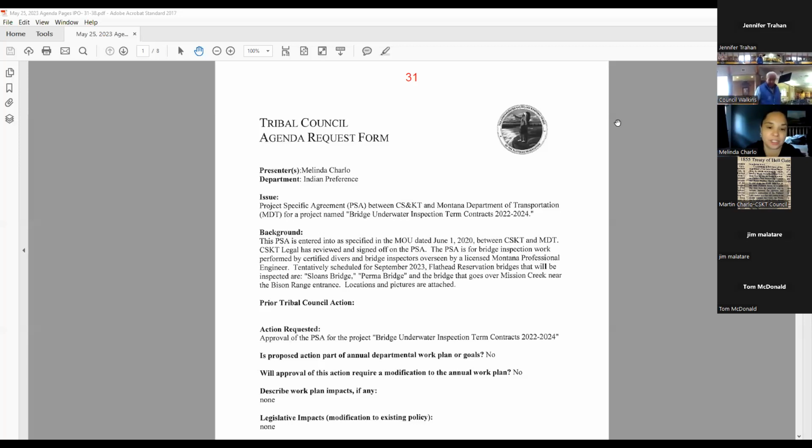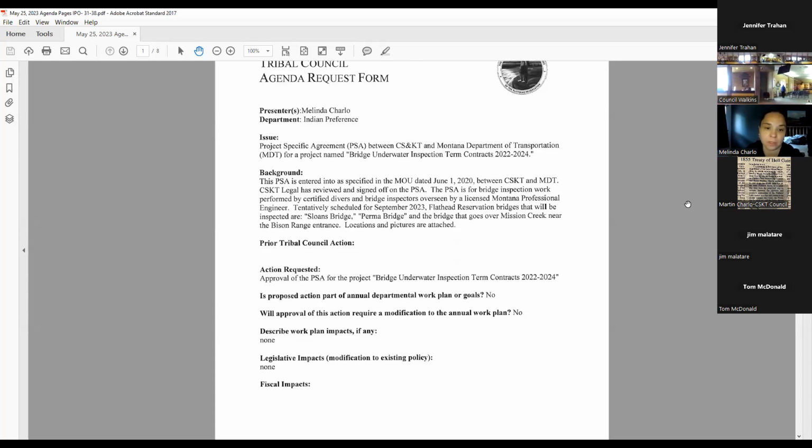So my presentation starts on page 31, and I'm here to ask for approval for a project-specific agreement between CSKT and Montana Department of Transportation. This one's for a project called Bridge Underwater Inspection Term Contracts for 2022 through 2024. There are 5 bridges included on this contract, but 3 of them are located on the reservation.